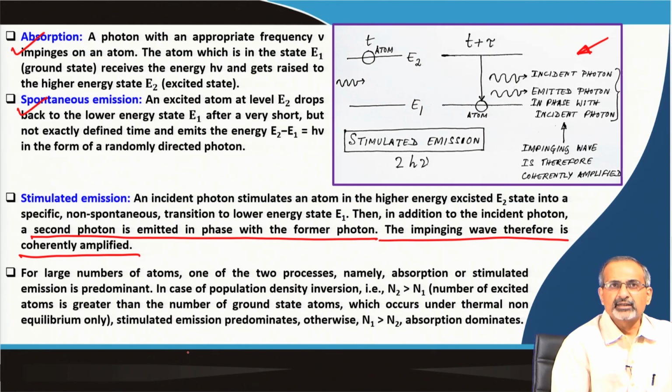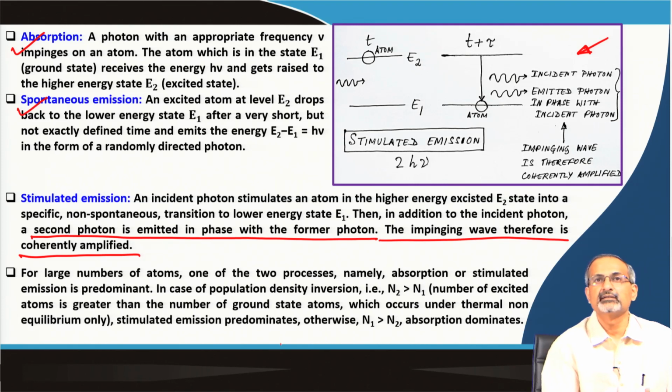So, for a large number of atoms, one of the two processes, namely absorption or stimulated emission, is predominant. In case of population density inversion, that means where you have a number of excited atoms greater than the number of ground state atoms, which of course can occur only under thermodynamic non-equilibrium conditions, so you have a situation where N2 exceeds N1, stimulated emission predominates. Whereas when N1 is greater than N2, that means the number of ground state atoms is larger than that of the excited state atoms, absorption dominates.